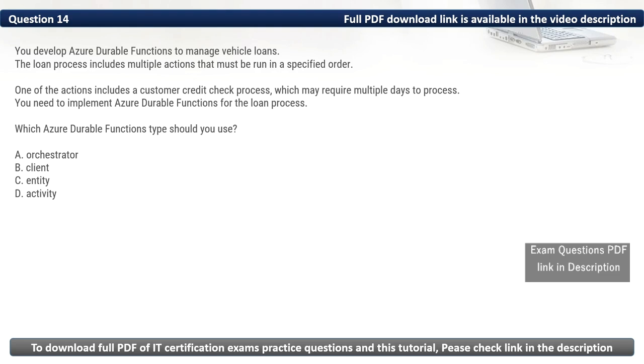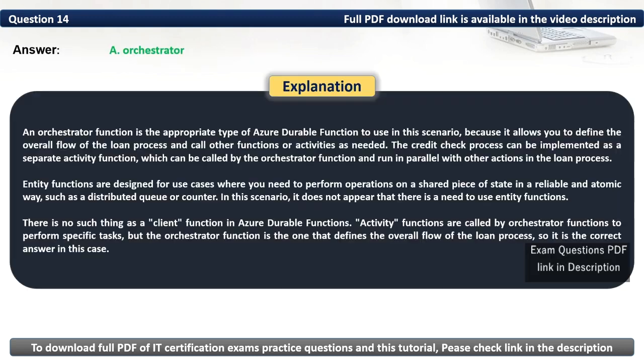Here in this question, we need to implement Azure durable functions for the loan process. As such, based on the scenario, we should use the orchestrator type. Thus, the correct option is A.